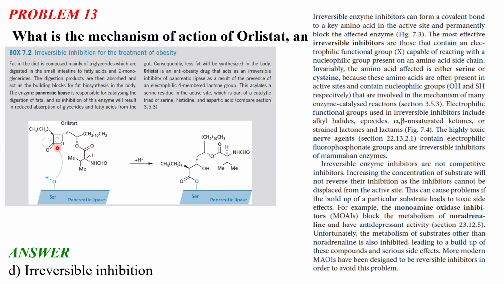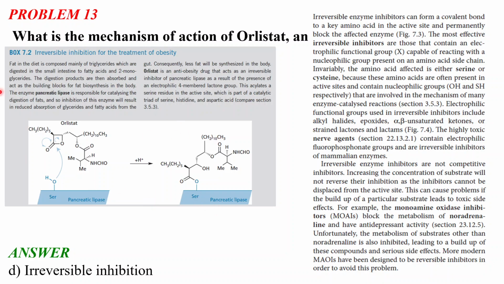What does it have? It has a four-member lactone ring. Now, whenever this orlistat is close to the pancreatic lipase, this serine residue acts as a nucleophile and opens up this lactone ring to form this kind of moiety. This moiety binds with the serine residue, and now the serine hydroxyl group cannot act as a nucleophile anymore, and this inhibits the activity of the enzyme pancreatic lipase.